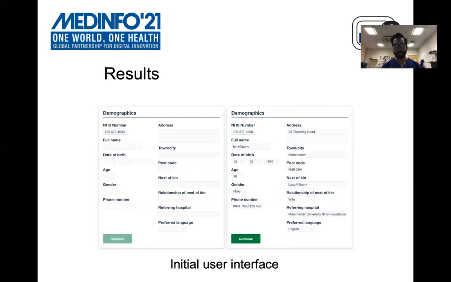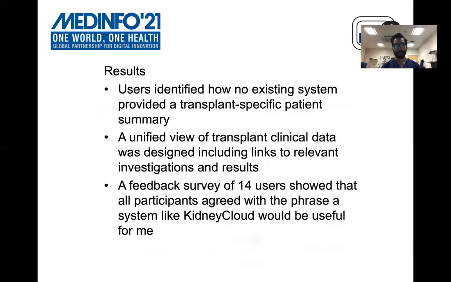This image shows the first iteration of an initial user interface, which was shared with end users and formed the basis of an iterative process. Further, qualitative feedback highlighted how users did not see that any of the current systems were able to provide a transplant-specific patient summary. This meant that despite all data being electronic, there was not a single view that complemented their workflow.